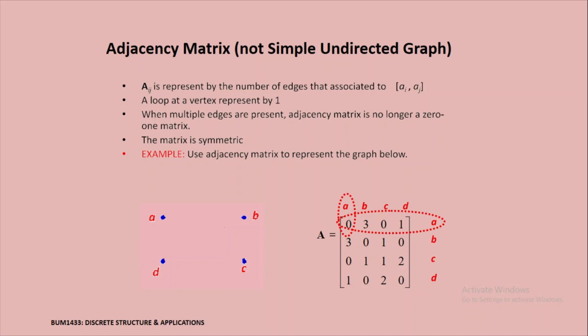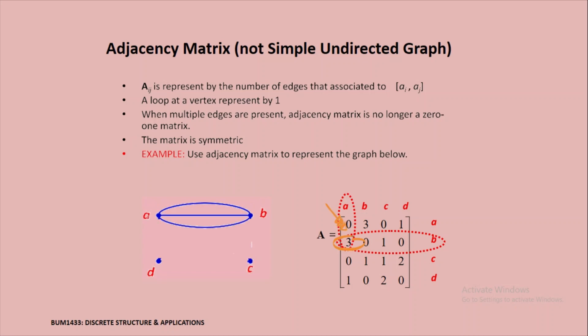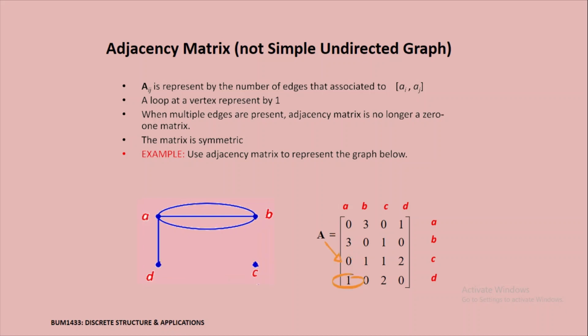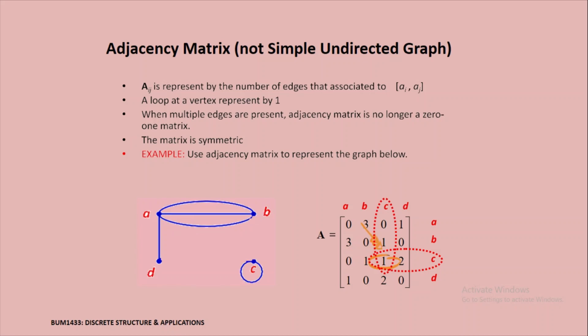So let's see the first column. We read from row to column. So we see that from A to A there is no adjacency. From B to A we have 3 adjacent, which means we have 3 edges that we need to draw connecting point A to point B. So point C has no adjacency. D has 1 adjacent, so D to A is adjacent to each other.